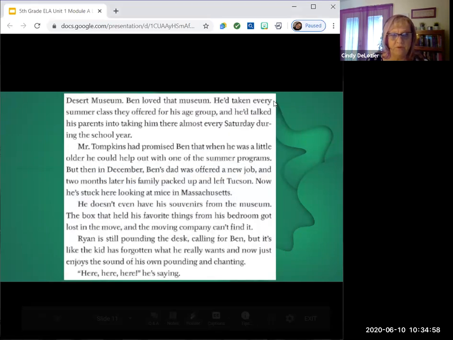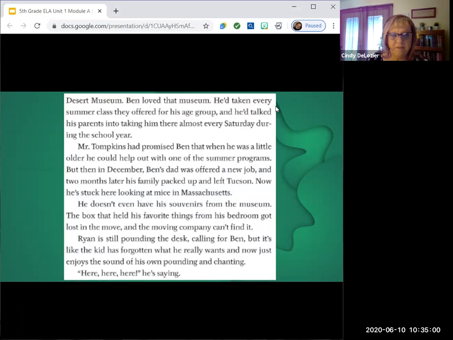Ben loved that museum. He'd taken every summer class they offered for his age group and talked his parents into taking him there almost every Saturday during the school year. Mr. Tompkins had promised Ben that when he was a little older, he could help out with one of the summer programs. But then in December, Ben's dad was offered a new job, and 2 months later, his family packed up and left Tucson. Now he's stuck here, looking at mice in Massachusetts.